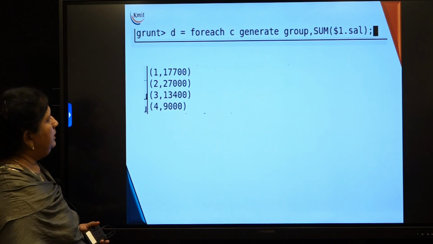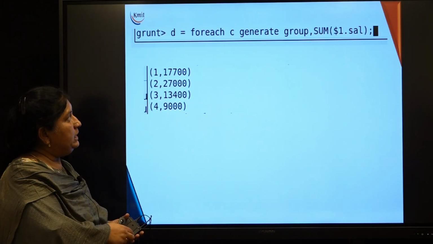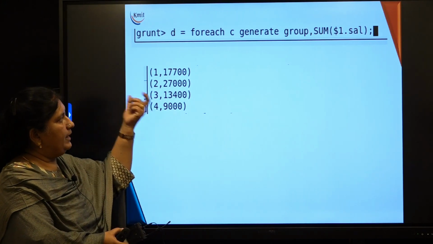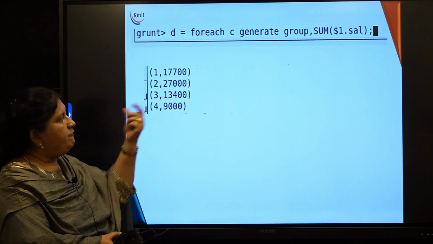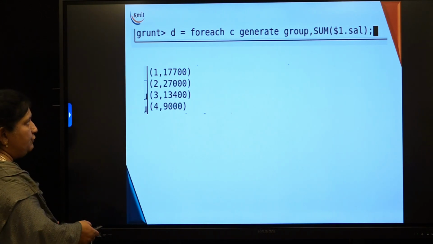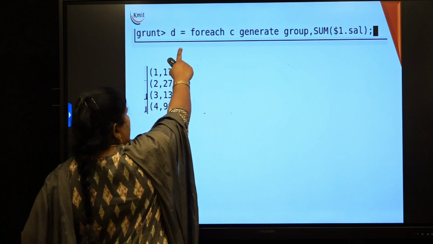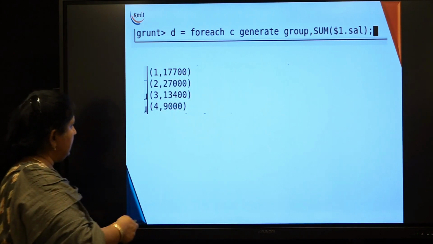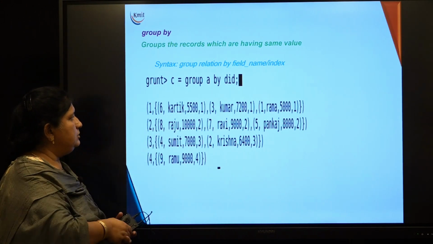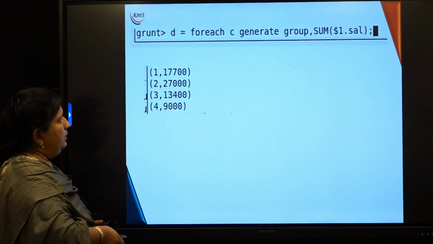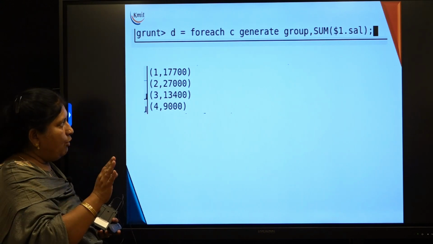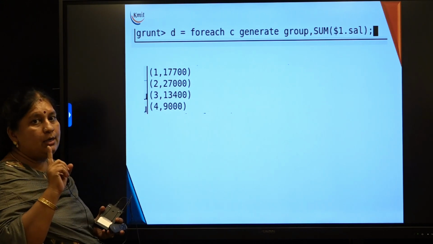Then one more, D is equal to, for each C generate the group attribute value, comma, sum of $1.sal. I will talk about this one. First of all, what are we trying to do? D is equal to for each C. Who is C? The grouped data. For each C, generate, what are we trying to generate? The group attribute value, comma, sum of $1.salary.